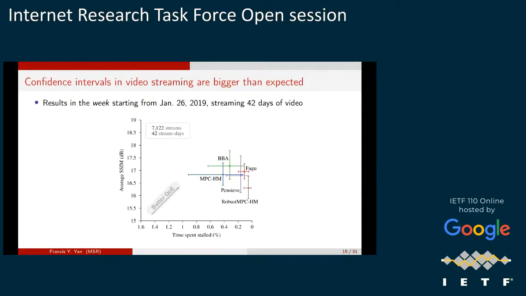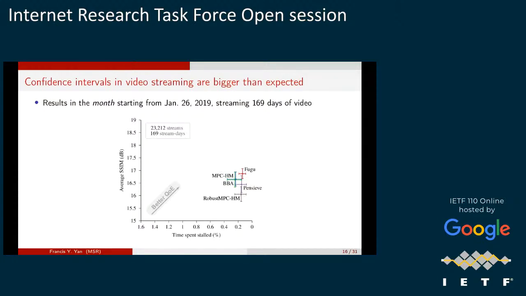So we left the experiment running for a week and collected 42 days of video. Now the confidence intervals became smaller, but not actually enough. For instance, let's look at the scheme MPC-HM. Its mean stall ratio is about 0.4%, but the confidence interval ranges from 0.1% to 0.9%, twice as large as the mean value. So we continue the experiment.